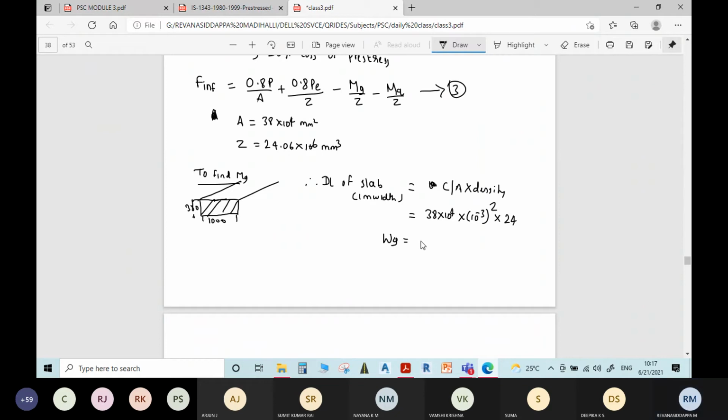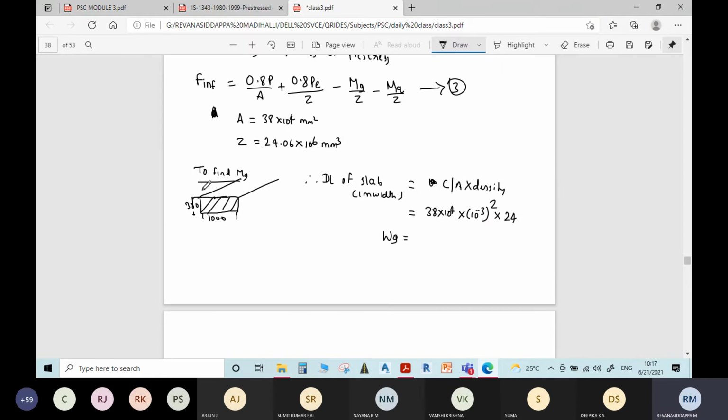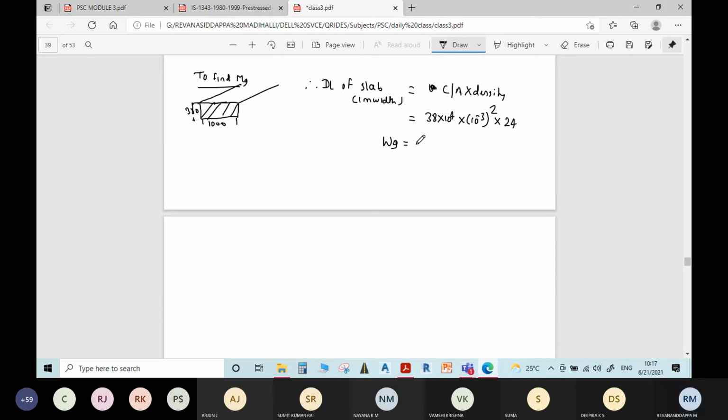What is the answer? 9.12, yes, 9.12 I got. So what is the unit here? It is kilonewton per meter.